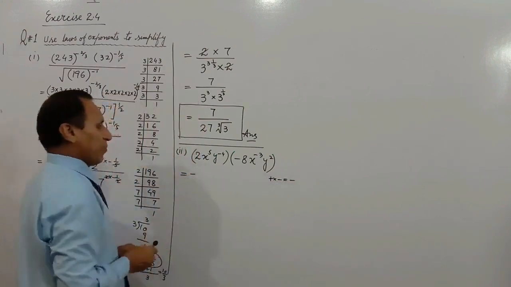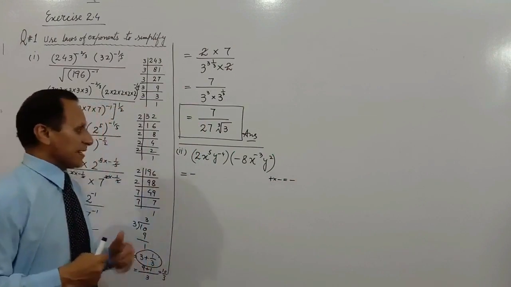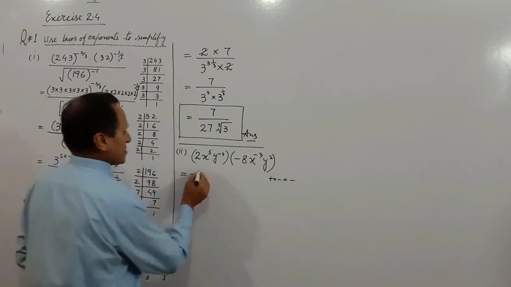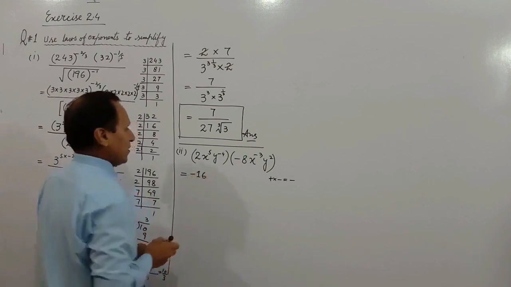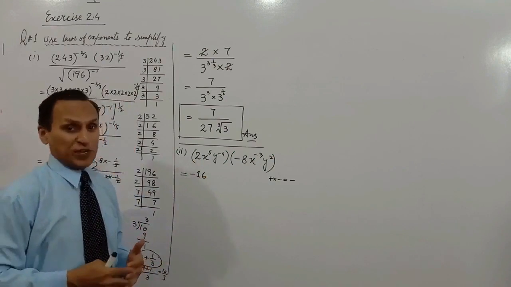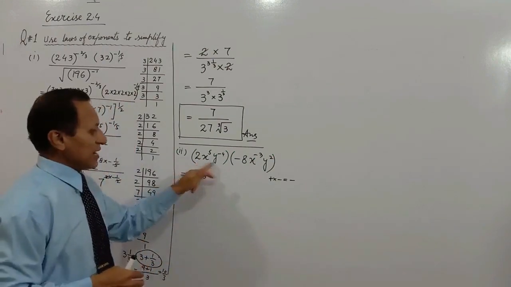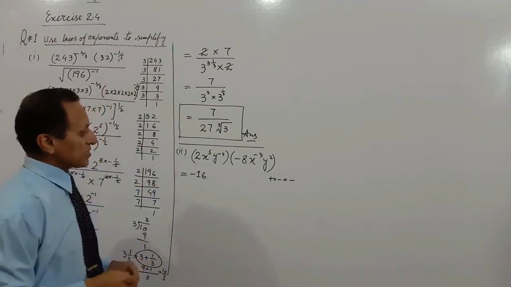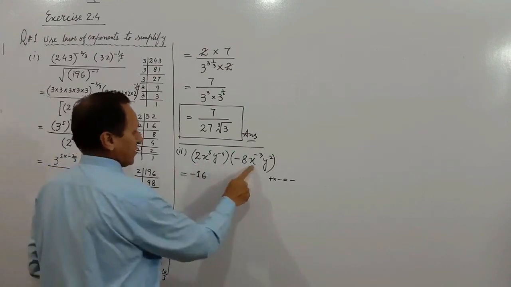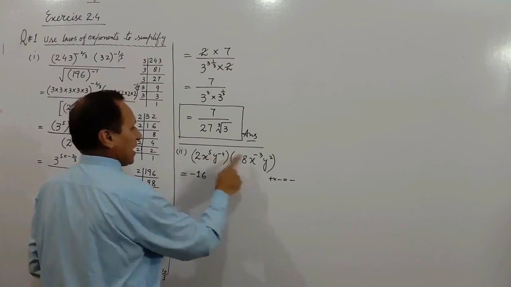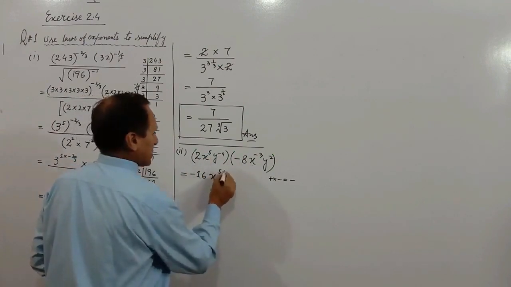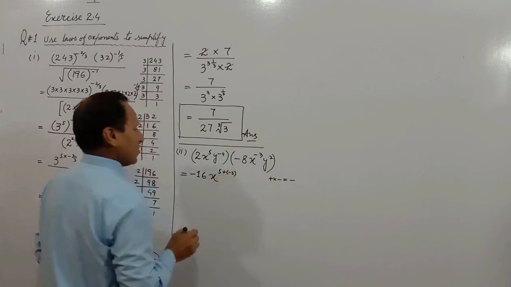Number multiplied to the number, so 2 multiply 8 we have 16. Variable multiplied to the variable, but same variables. Here we have x multiplied to x. Law of sum of power is applied over here, so bases are same when they are multiplied, so the powers are added. So x raised to power 5 plus minus 3.